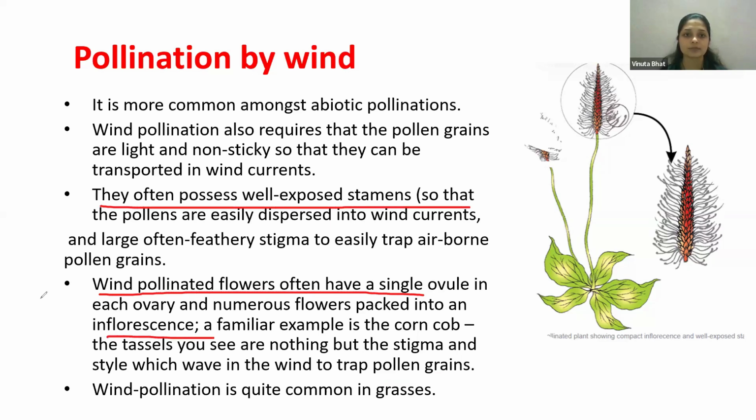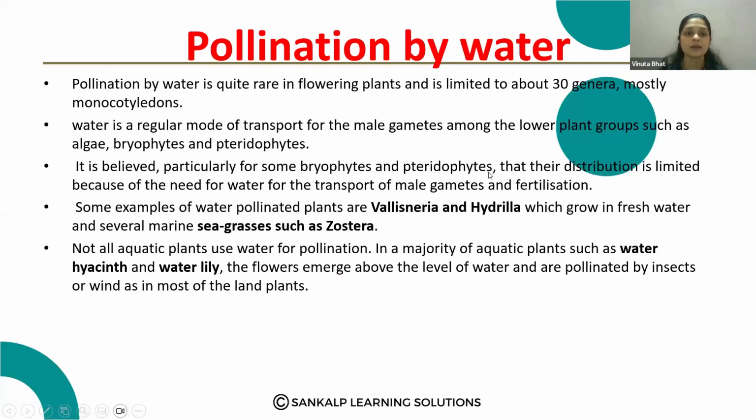Okay, then the second type of abiotic agent, that is water. Pollination by water is quite rare in the flowering plants and it is limited to about 30 genera, mostly in monocotyledons. Very important. So in pollination by water, water pollinated flowers are very rare. Limited up to 30 genera, mostly monocotyledons, monocot plants. So it is observed. And water is a regular mode of transport.